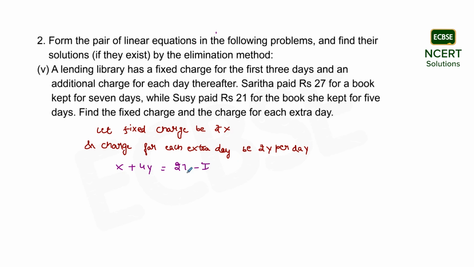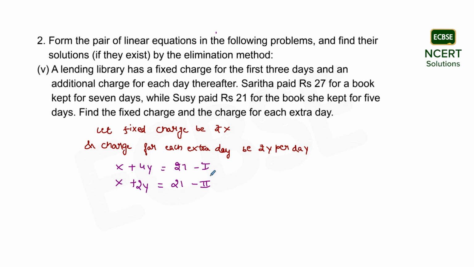plus 4y is equal to 27. This is the first linear equation. The second linear equation is formed from the statement, Susie paid rupees 21 for the book she kept for 5 days. The total number of days she kept the book is 5 days, out of which the first 3 days there will be the fixed charge, which is rupees x, and for the rest 2 days there will be rupees y per day charge. So the equation formed will be x plus 2y is equal to 21. So this is the second equation, right?